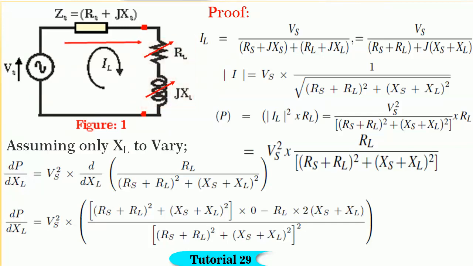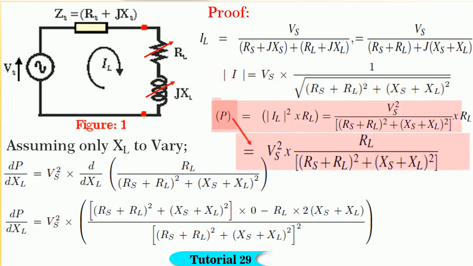By writing the Kirchhoff's voltage equation for the loop, we get IL is equal to Vs divided by Rs plus RL plus J times Xs plus XL, and mod of IL is equal to Vs into 1 divided by square root of Rs plus RL whole square plus Xs plus XL whole square. Note, you need not explain how you got this.